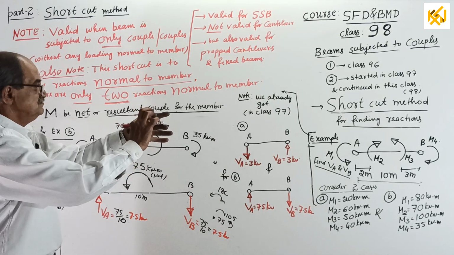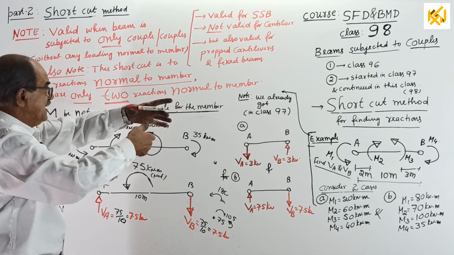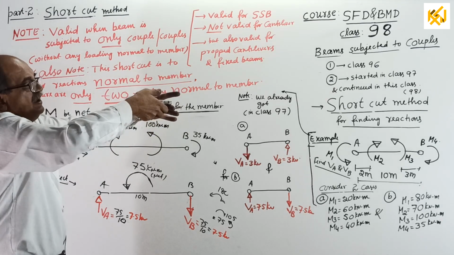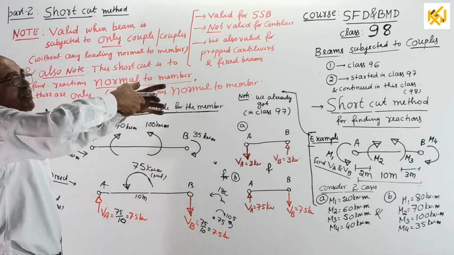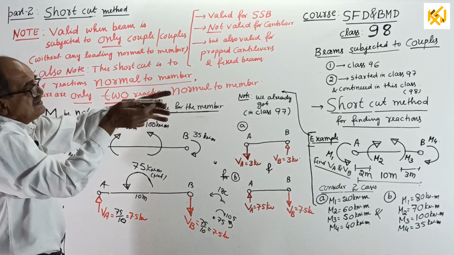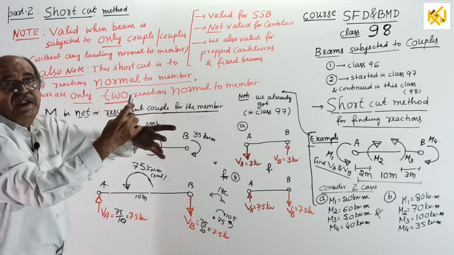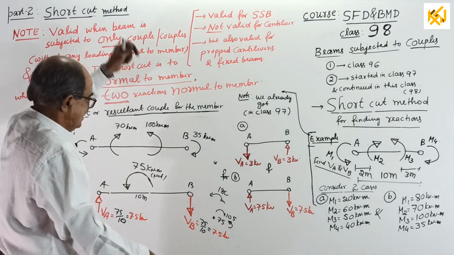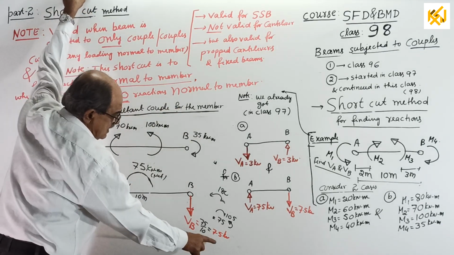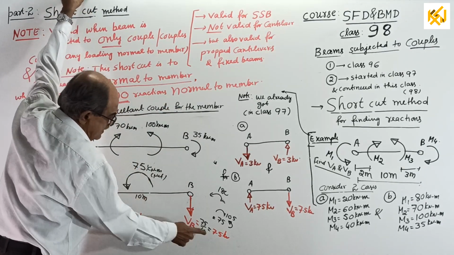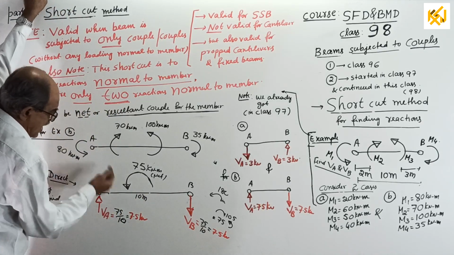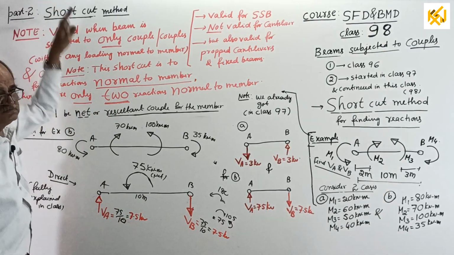Put the beam here. This time the net couple is anti-clockwise. If you apply an anti-clockwise couple this way, that support will get lifted. Where lifting will come, to prevent it, you require a downward reaction. Okay, put the downward reaction. How much? 75 by 10, 7.5. Here the upward reaction is the same, 7.5.